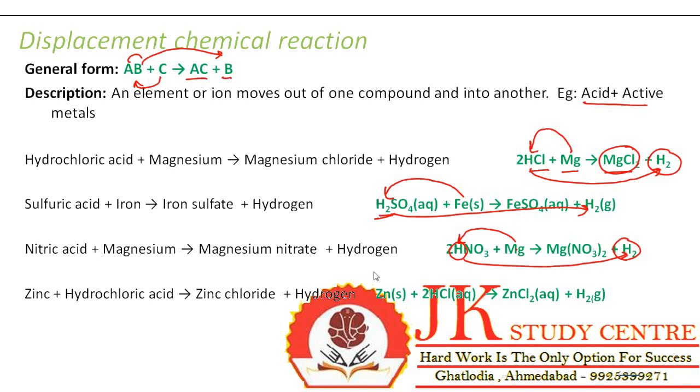Zinc, when you add it to hydrochloric acid, becomes zinc chloride and hydrogen. Zinc and hydrochloric acid: the zinc overtakes HCl, hydrogen is kicked out, and that guy is out. This happened because zinc wants to bond with chlorine more than hydrogen. Zinc has more affinity to bond with chlorine than hydrogen, so it creates a bond with chlorine and the hydrogen is taken out.